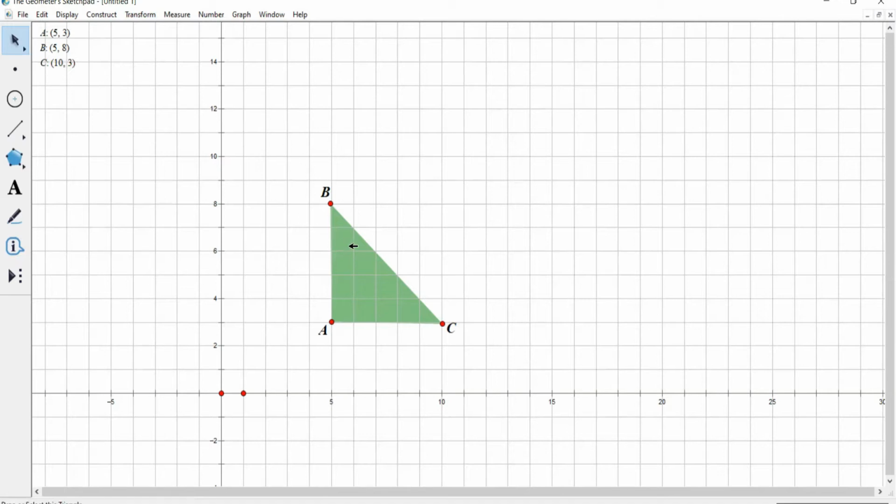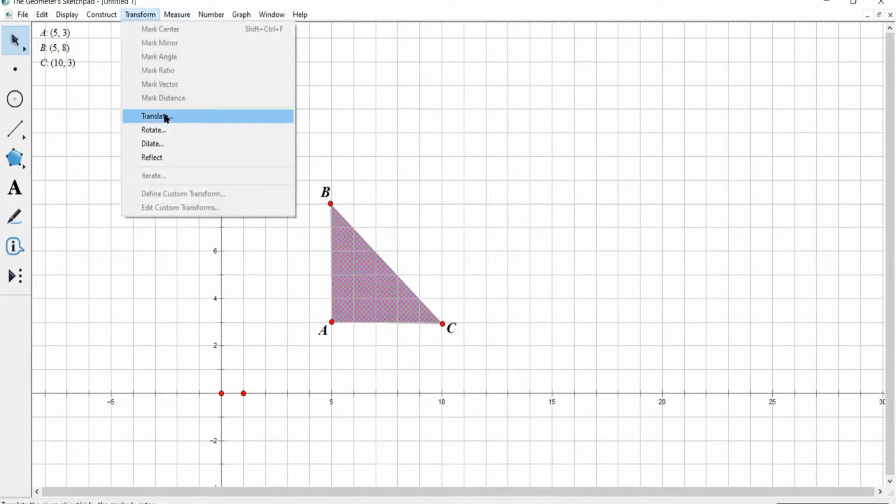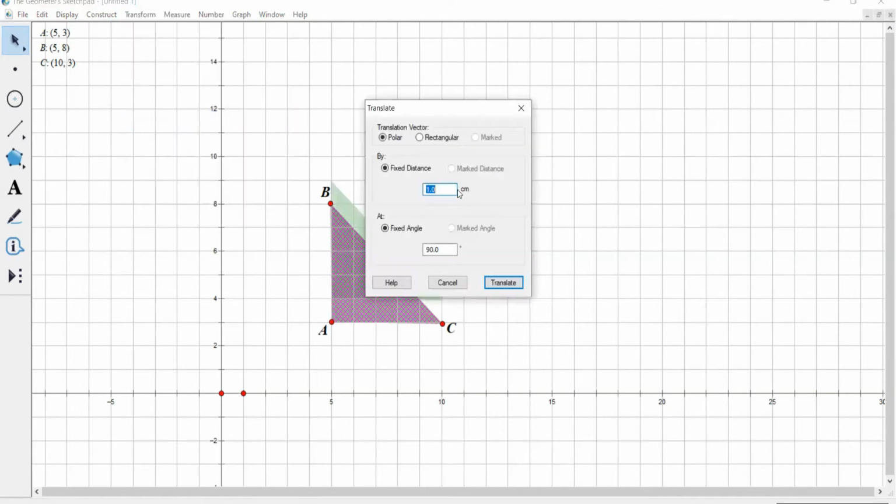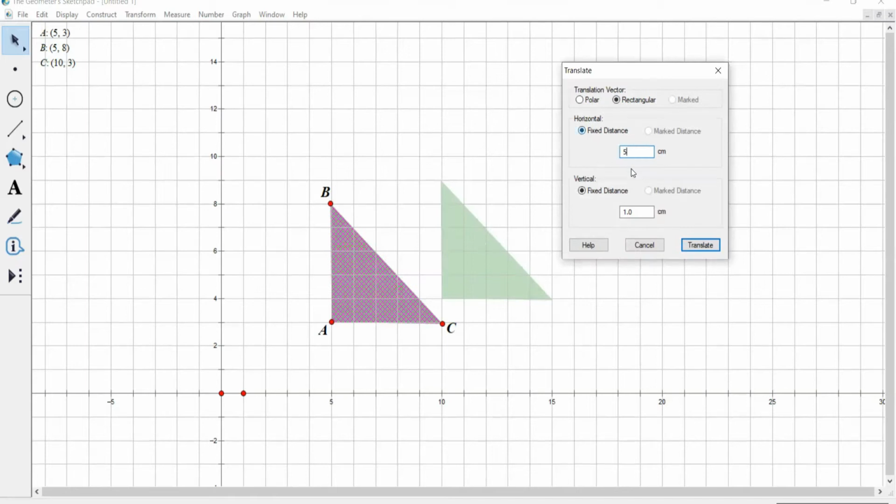We're going to translate it. So I'm going to press on this diagram and click on transform. I'm going to translate it not by any angle, but by a fixed distance. Now you might wonder, what do I mean by fixed distance? Look at this. If I put 5 centimeters, notice you see the triangle move over by 5 centimeters. And when I have a 1 down here, notice it moves up by 1.